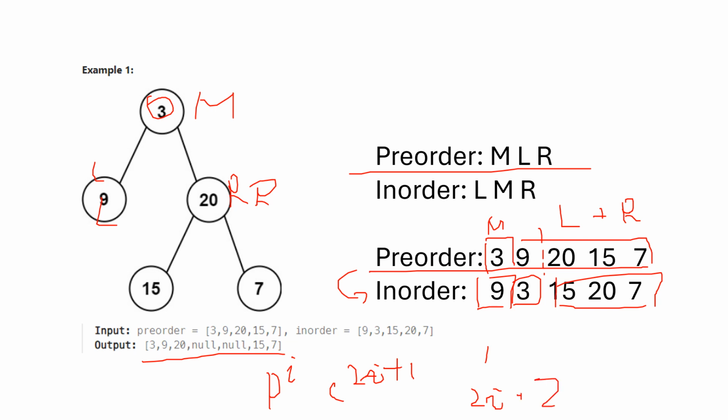So we can verify this. For example, we can try number 20. Its index is 2. With that, the left child is 2i plus 1, so that's 5. It should be 0, 1, 2, 3, 4, 5, so that's 15, the location of the left child. And then 2i plus 2 is 6, that's the other one. This is quite important to understand the output.